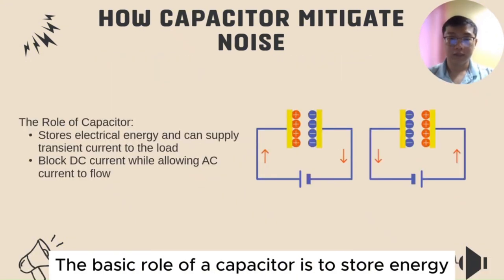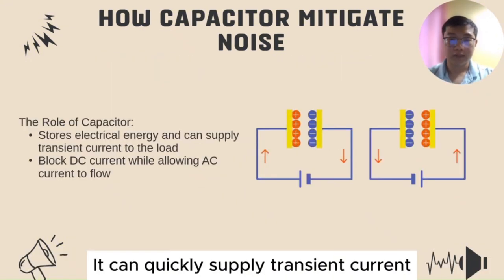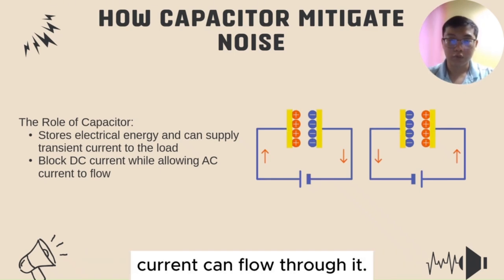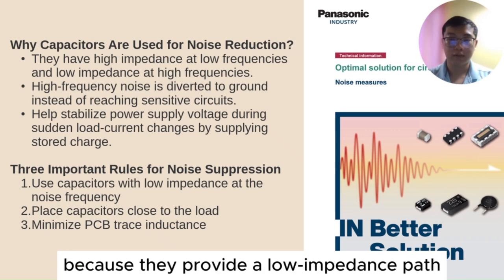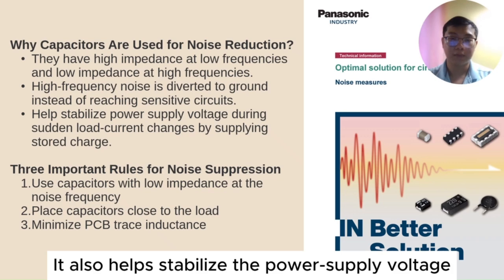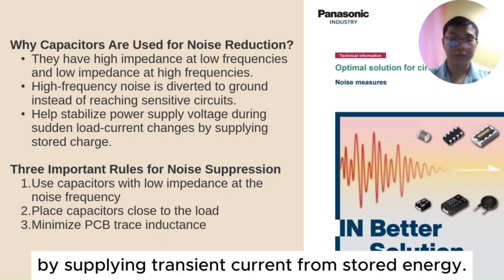The basic role of a capacitor is to store energy in an electric field. It can quickly supply transient current during sudden changes. For a constant voltage, no current can flow through a capacitor, but when the voltage changes, current can flow through it. Capacitors are used for noise reduction because they provide a low impedance path for high-frequency noise. High-frequency noise is diverted to ground instead of reaching sensitive circuits. It also helps stabilize the power supply voltage during sudden load current changes by supplying transient current from stored energy.